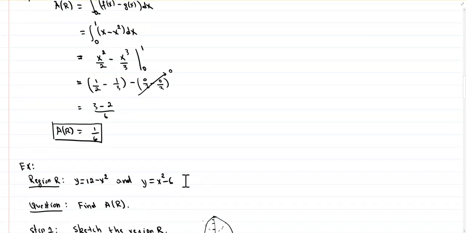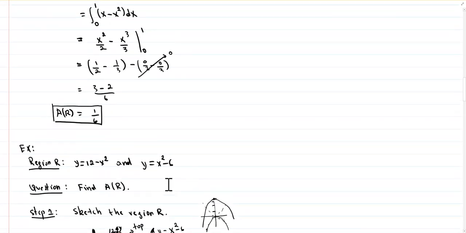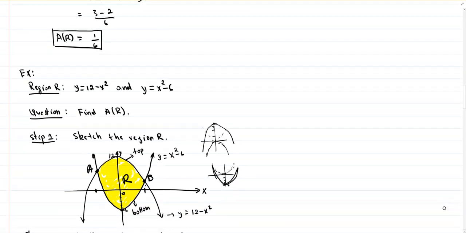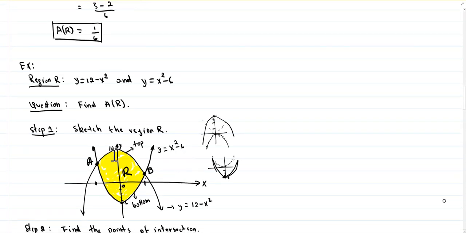Another example is that we are given these two curves, and we want to find the area of the region bounded by these two curves. First we're going to graph the region. You can use a calculator to graph this region. So this is y equals 12 minus x squared, and this is y equals x squared minus 6. The two curves enclose this region here. So the question is, what is the area of this region?